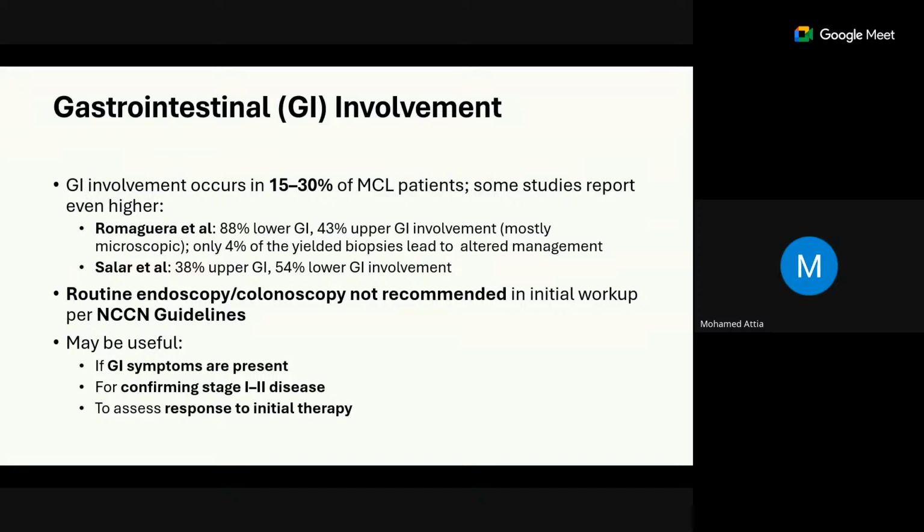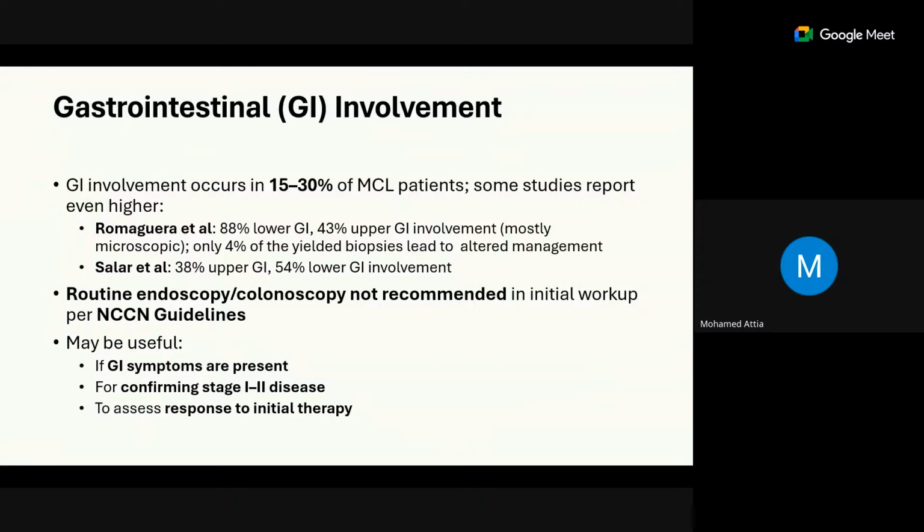If the patient has GIT manifestation in the form of malabsorption, vomiting, or diarrhea, then the patient needs to be examined for GI involvement. And we found 80% lower GI and 43% upper GI involvement, mostly microscopically. And only 4% of biopsies yielded altered management. So it is not important to do GI examination and biopsies in all mantle cell lymphoma, only if the patient has manifestations.